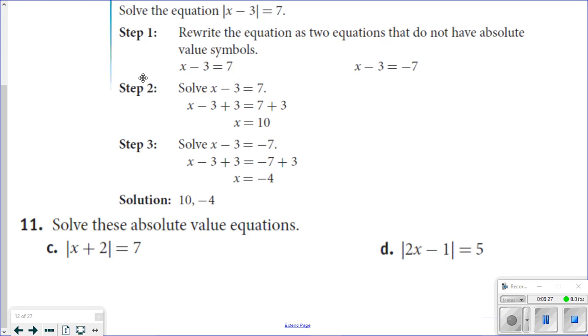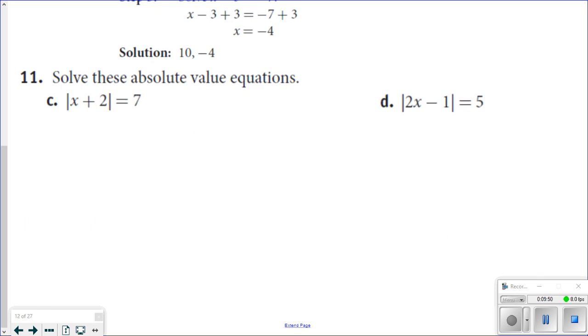Okay. On the bottom of page 51, you're going to see example A. And example A is just like an example that we went through on our note sheet. But I'm actually going to go above example A, and we are going to look at question 11 here, 11C and 11D, and let's solve these two.